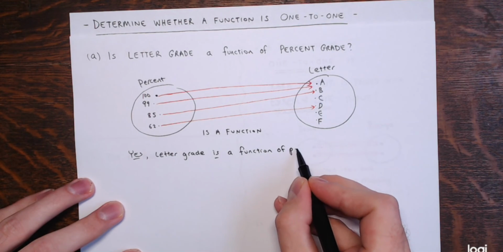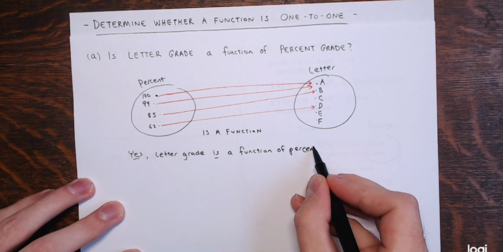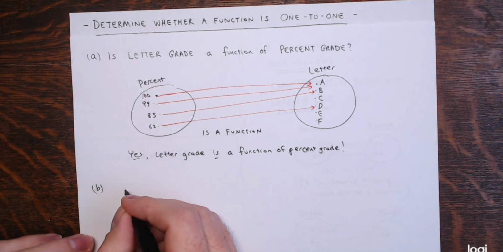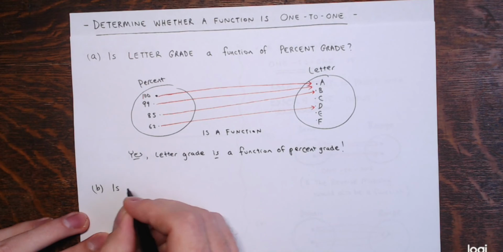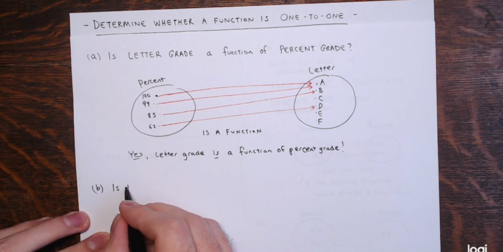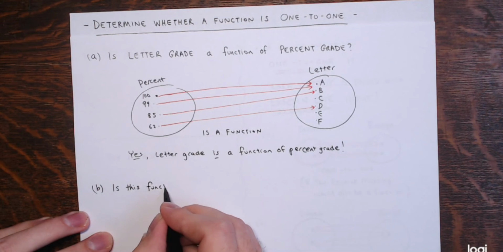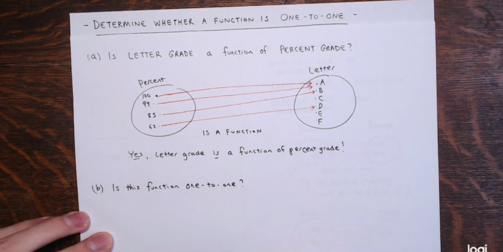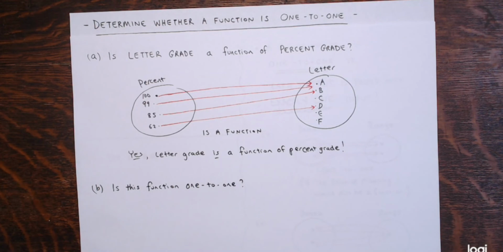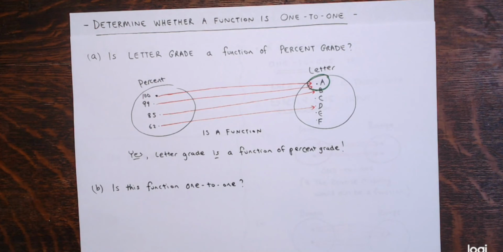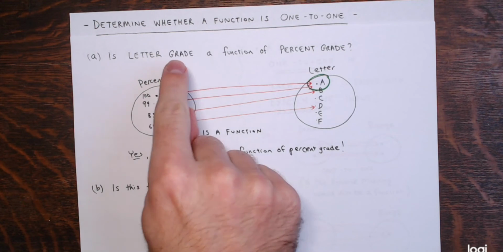All right, so now that we know letter grade is a function of percent grade, the next logical question would be the question they ask. Is letter grade a one-to-one function of percent grade? Is this function that we're seeing here one-to-one? The answer is no. If I reversed this, if I asked the other question, is percent grade a function of letter grade, the answer would be no.